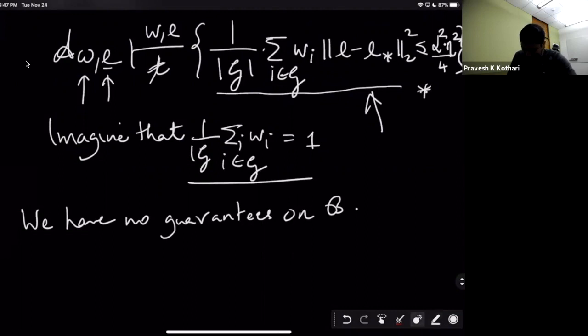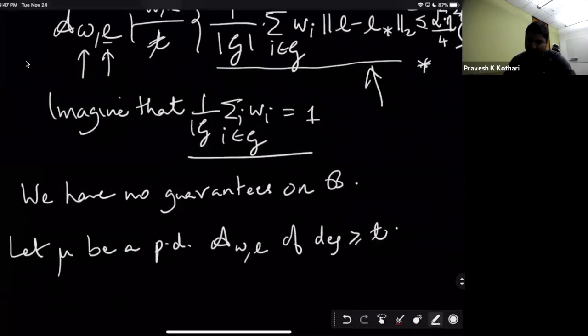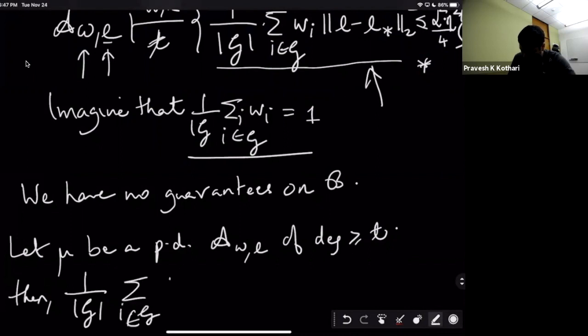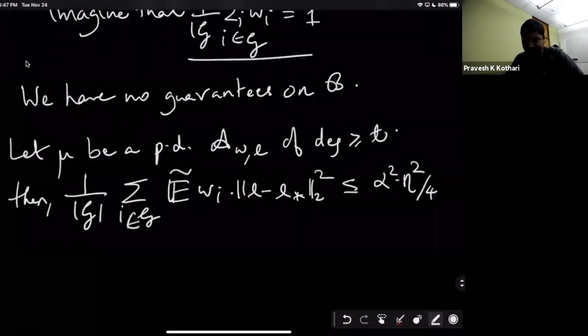So if this is true, let mu be a pseudo distribution that satisfies AWL of degree bigger than or equal to T. Then just like in the previous lectures, we can take expectations of this inequality and we know that they have to hold true. So we know, for example, that pseudo expectation Wi (L minus L star) should be small. This is simply taking pseudo expectations of this inequality.